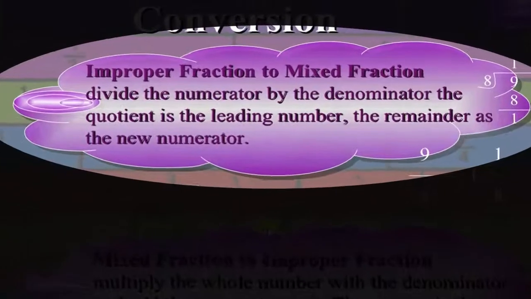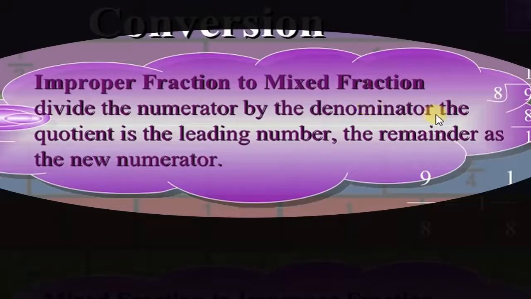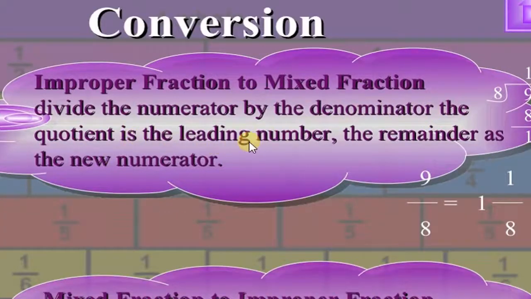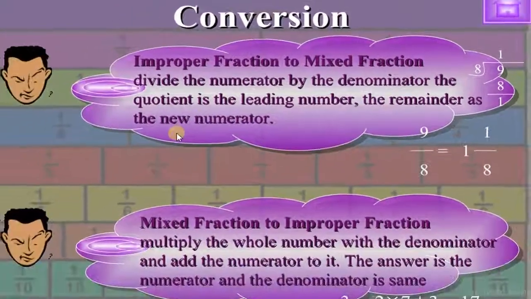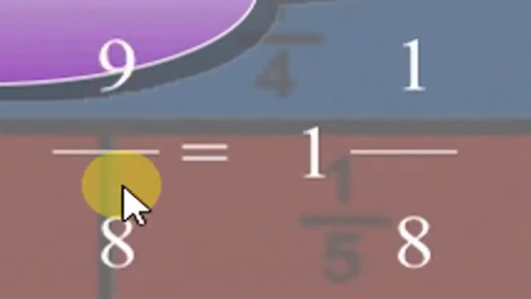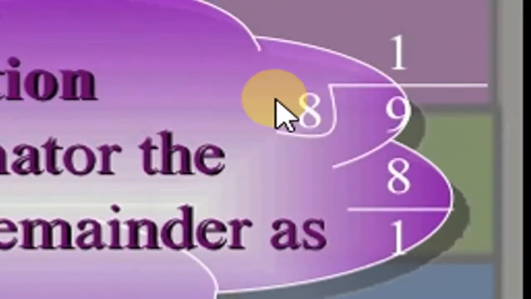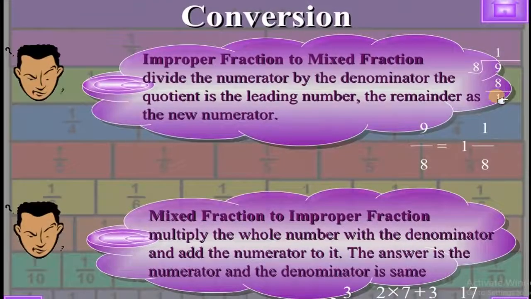For the first one, we need to divide the numerator by the denominator. The quotient is the leading number and the remainder is the new numerator, okay? So now we have 9/8. 9 divided by 8. How many 8s do we have in 9? We only have 1. 9 subtracted by 8, we get 1, okay? So we take 1 as a whole number. The remainder, or what's left from the subtraction, as the numerator, and the original denominator stays as the denominator.